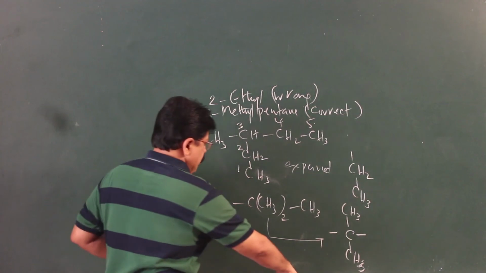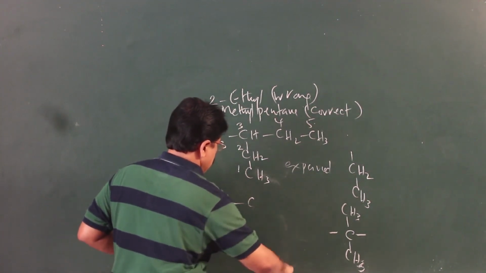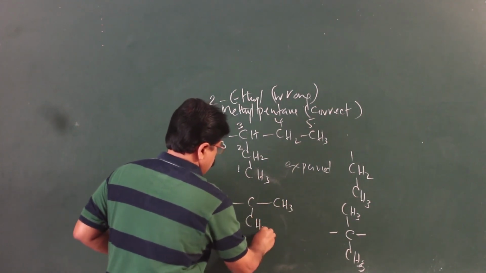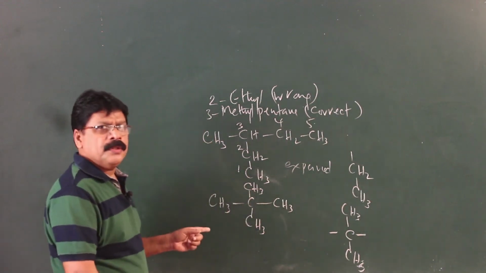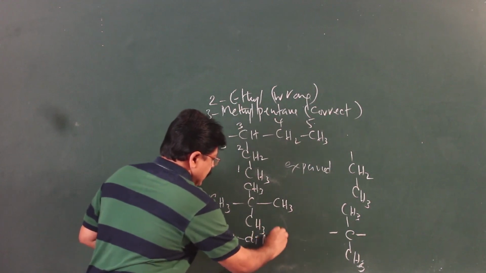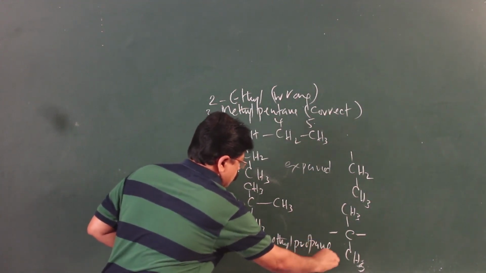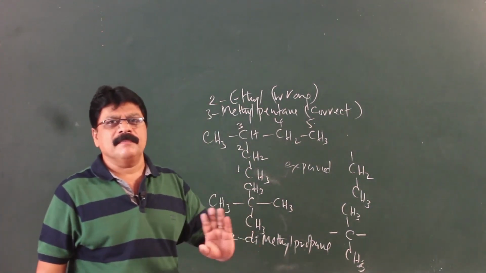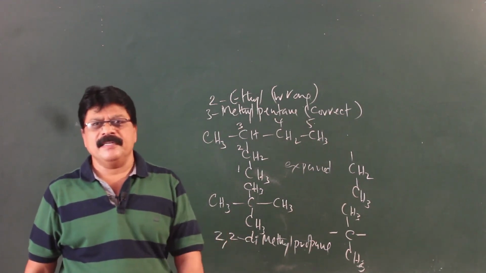Similarly, we can rewrite this like this. So, the name of the compound will be 2,2-dimethylpropane. So, this is how you tackle such kind of examples. If it is in bracket, expand it. If it is C2H5 or C3, expand it, and then check.